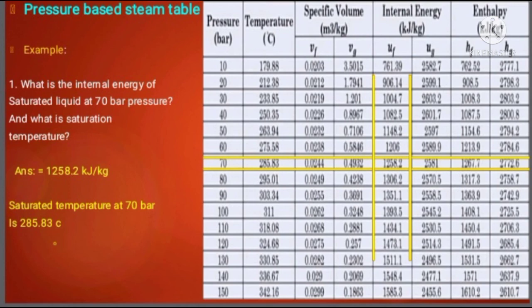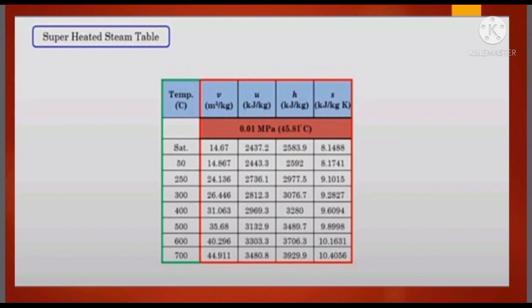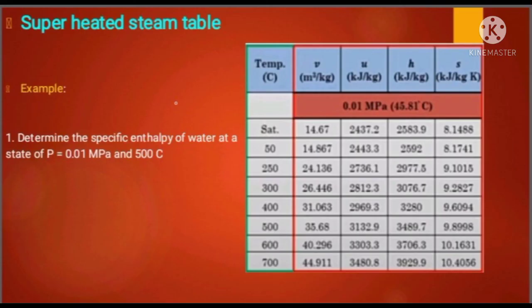The answer is: the internal energy of saturated liquid at 70 bar is 1258.2 kilojoule per kilogram. The saturation temperature at 70 bar is 285.83 degrees Celsius. Next is the superheated steam table.